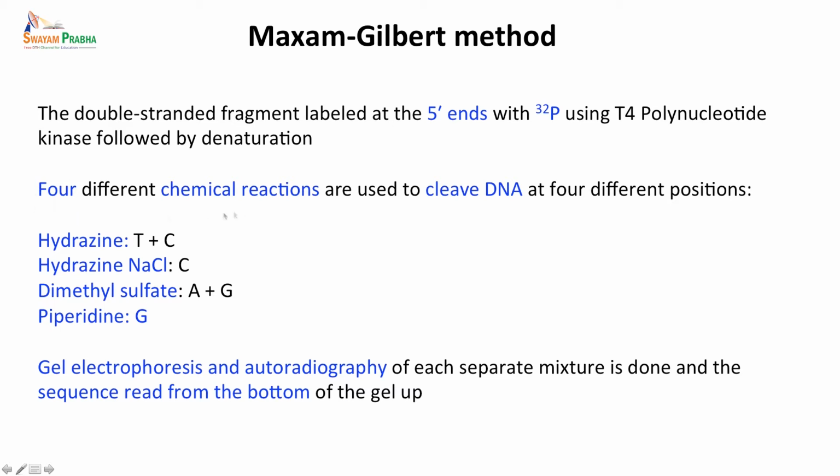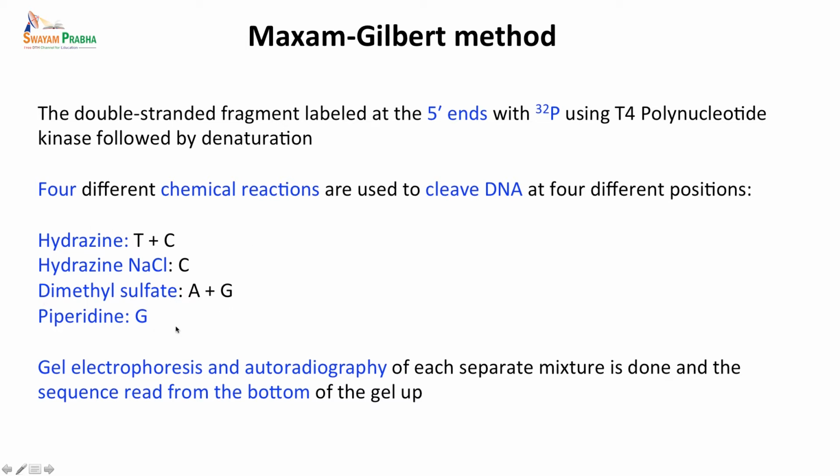And 4 different parallel reactions are then set up. Although there are a couple of different ways in which these reactions are done, ultimately all these methods result in the cleavage of the DNA at 4 different positions. So let's see one of these ways. Hydrazine is used, which cleaves the DNA fragment either after T or after C. Hydrazine with NaCl will cleave only after C residues, and dimethyl sulfate will cleave after A or after G, whereas piperidine will cleave only after G.